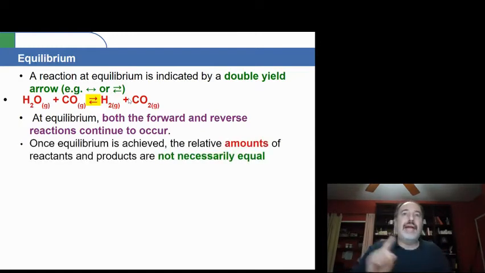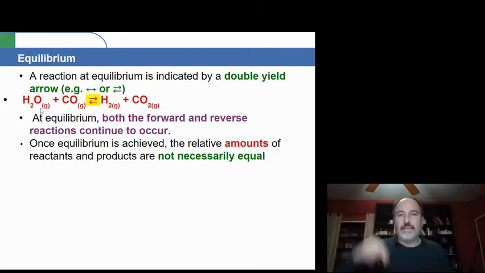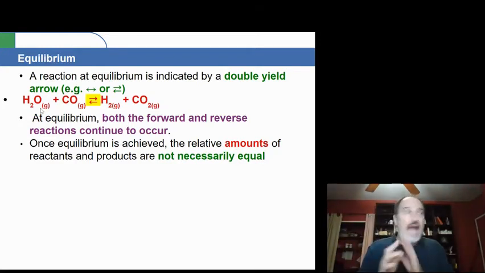All right. And something else that people don't quite grasp. Once equilibrium is achieved, the relative amounts of the reactants and products are not necessarily equal. Okay? Once it achieved equilibrium, the amount of hydrogen and carbon dioxide doesn't necessarily have to equal the amount of water and carbon monoxide. Thinking that they have to be equal is saying, like, well, the only way that you're going to be able to reach equilibrium going up a down escalator is exactly in the middle, halfway up and halfway down. But that's not true.